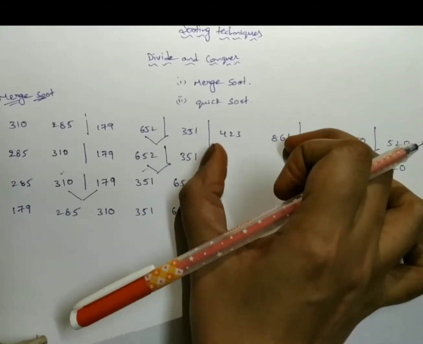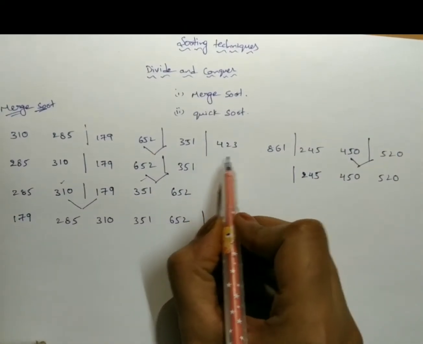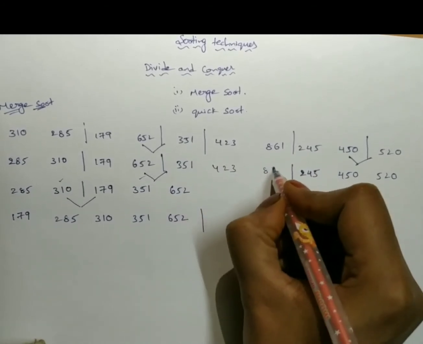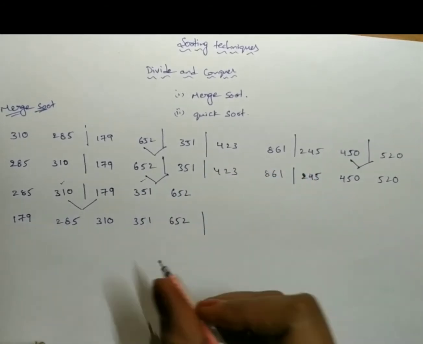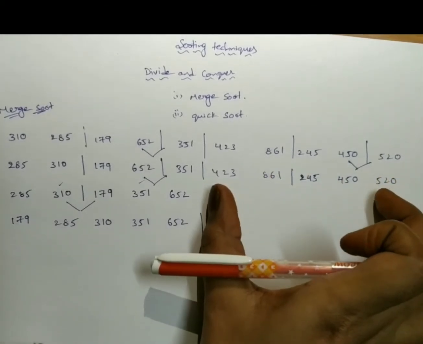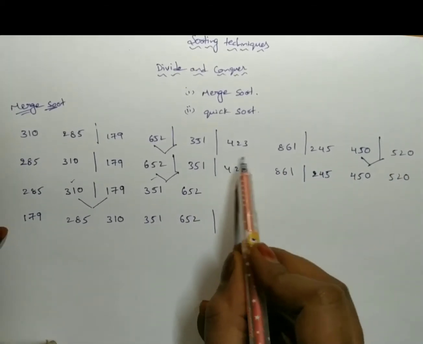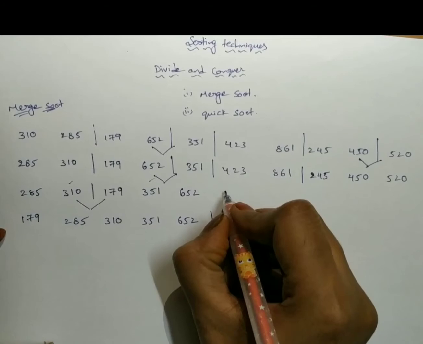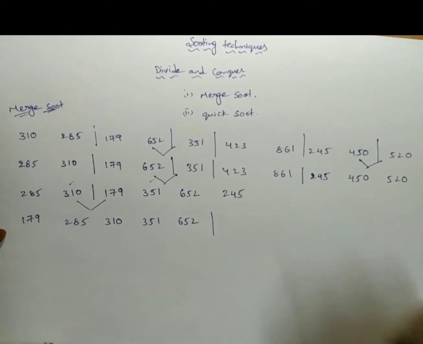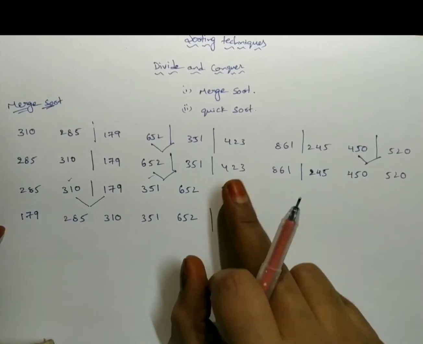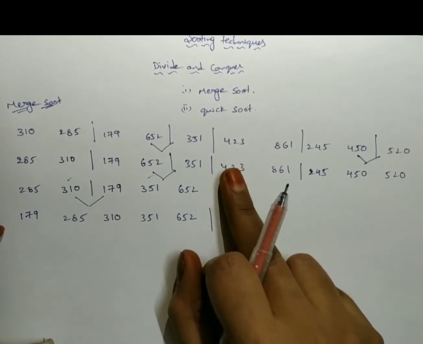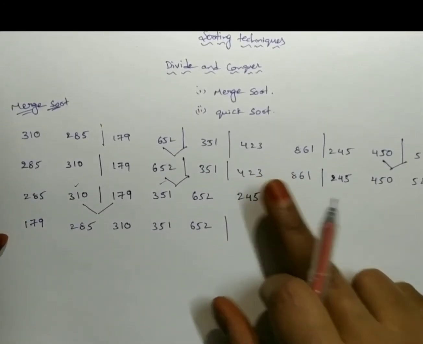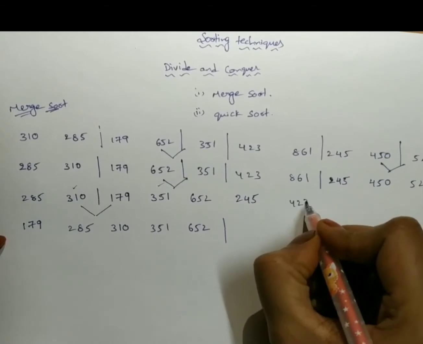Now I need to consider this one. 423 is smaller than 861, so there will be no change in this list. It will be placed as it is. Now I need to compare these two sublists, so I am considering 423 with 245. 423 is greater than 245, so I am placing 245 here, and again I am considering the first element in the first list and the second element in the second list. 423 compared with 450. 423 is smaller than 450, so I am placing 423 here.